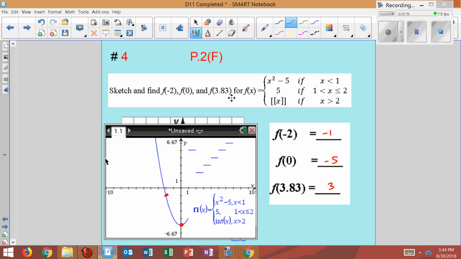And finally, 3.83. So you go over here, 1, 2, 3. 3.83 is somewhere in here, which is this point right there. You can tell the value is 3. So we did, in fact, do it correctly.